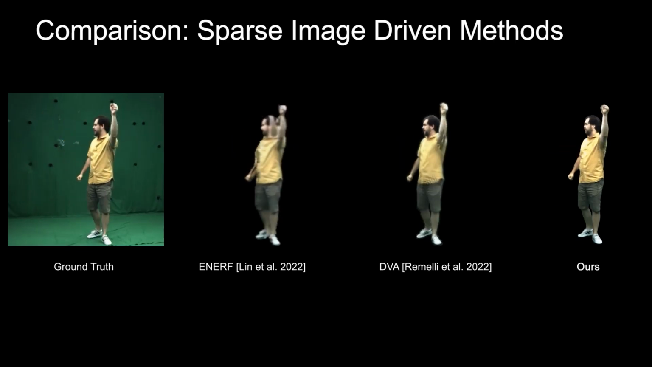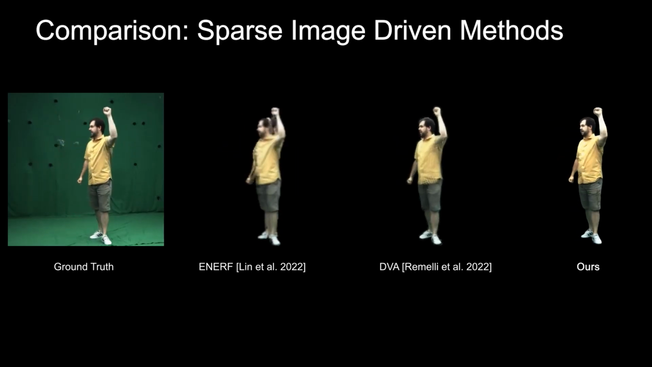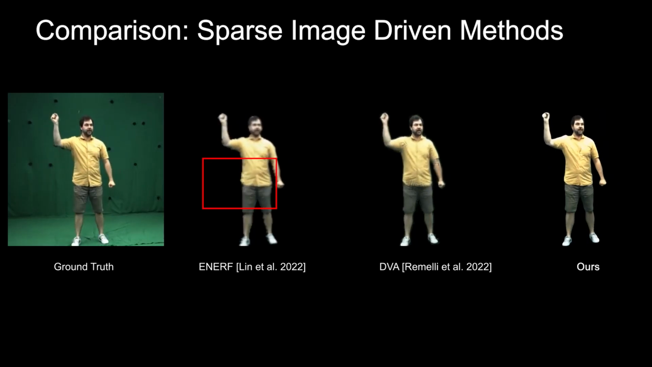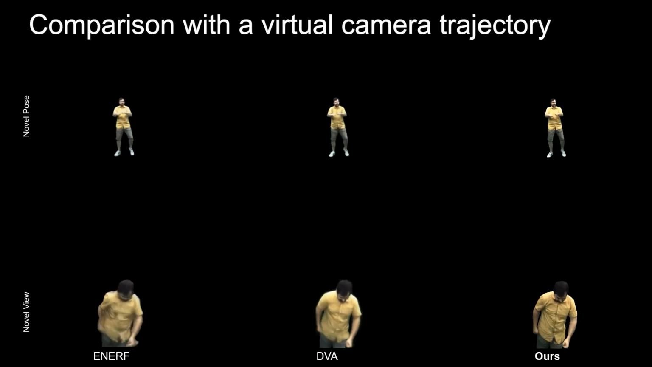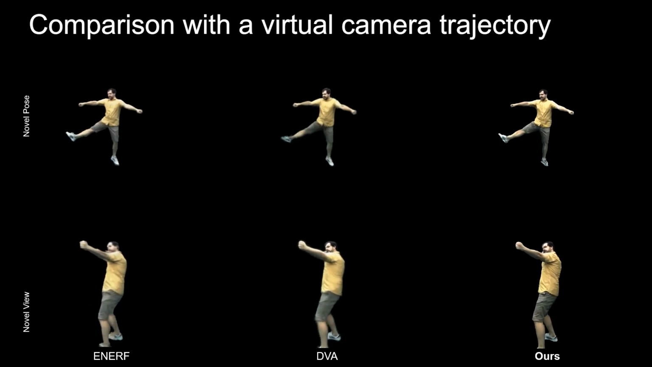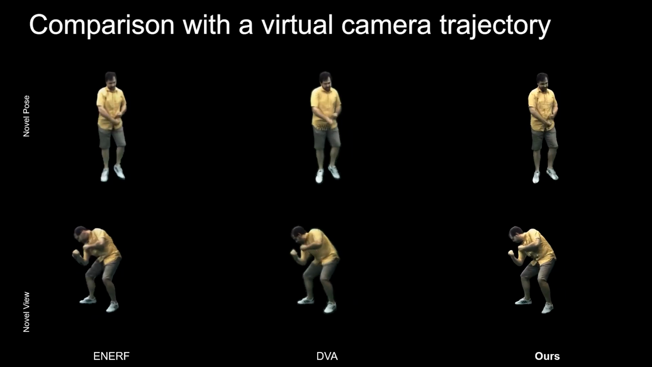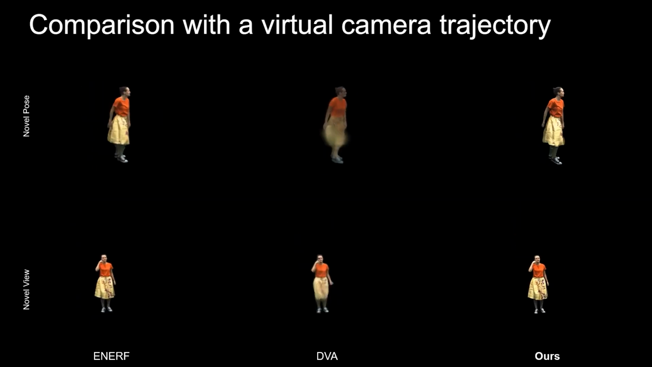Here, we present a comparison against methods that are real-time and sparse image-driven. As can be seen, NRF suffers from view consistency artifacts due to its constrained color formulation. DVA struggles with loose clothing and suffers from blurriness. We also present comparison results on a virtual camera trajectory. Please observe the view consistency artifacts in NRF and the inability of DVA to model loose clothing.